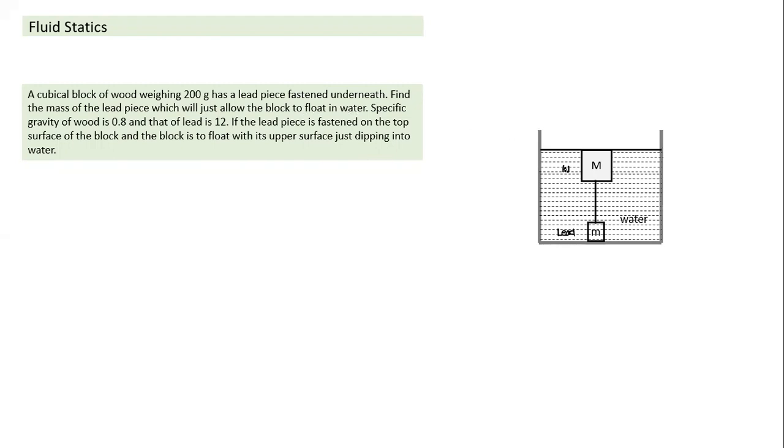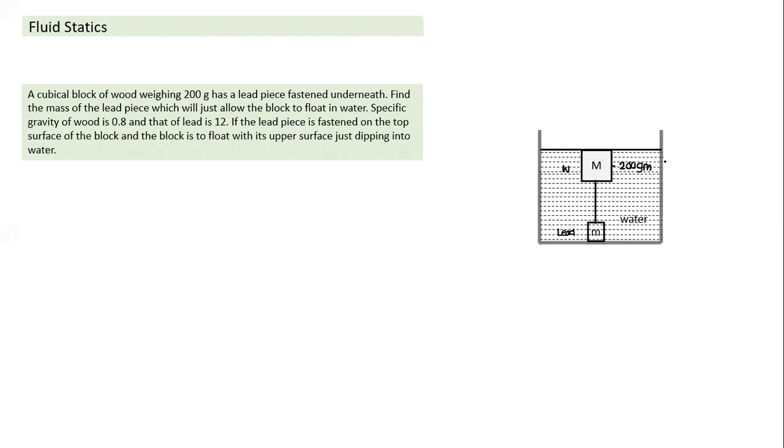Okay. So just floating in water means the wooden block also is fully submerged. This is the figure here. The specific gravity of wood is given as 0.8 and the specific gravity of lead is 12. So what we need to find here: it is floating, and what else is given here? This M is equal to 200 grams.